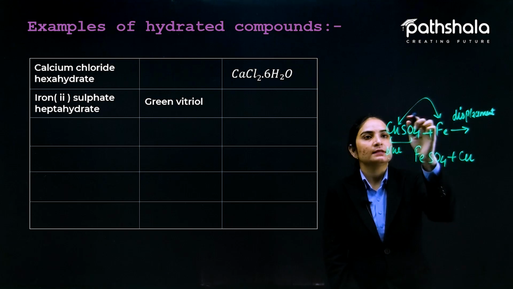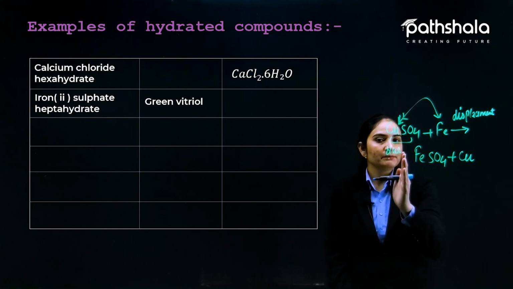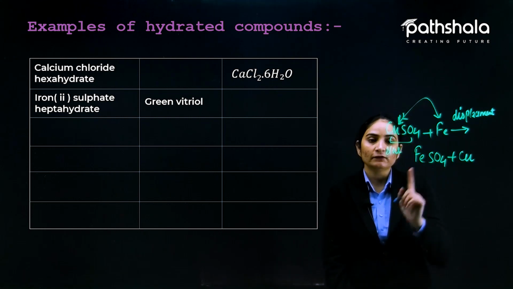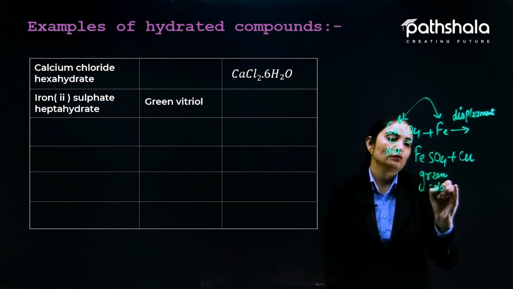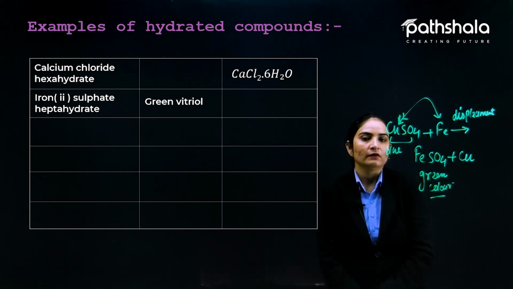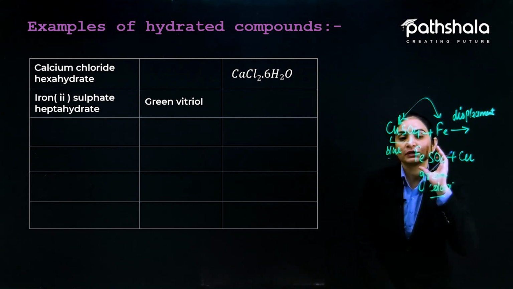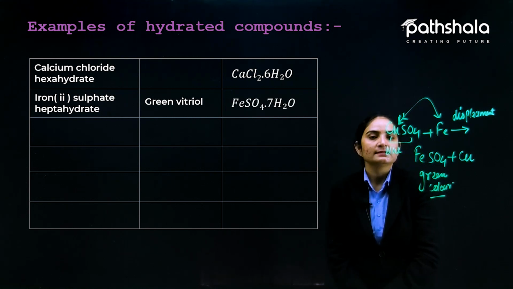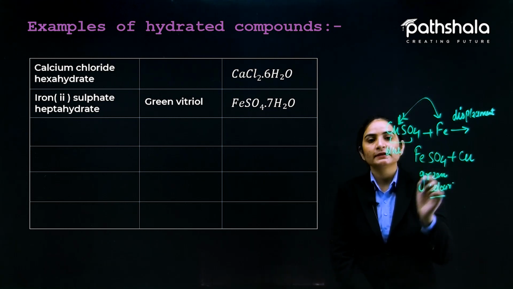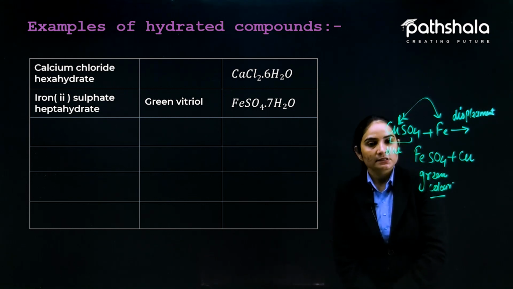So iron is displacing copper, and we get iron sulfate and copper. In the beginning copper sulfate is blue in color, but after this displacement reaction the solution will be green in color. That is why the solution of iron sulfate is green vitriol. You need to remember this reaction, which we did in the first chapter in the case of displacement. The formula is ferrous sulfate, FeSO4·7H2O, heptahydrate. When ferrous sulfate crystallizes, it takes 7 molecules of water, so it is heptahydrate.